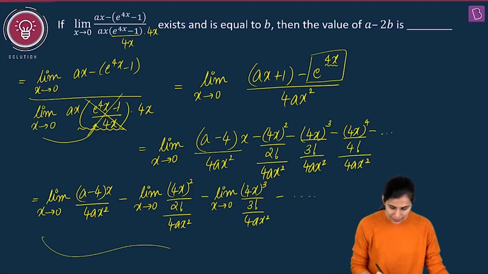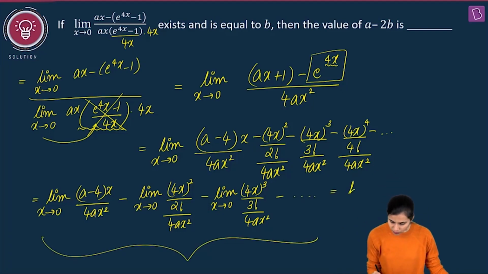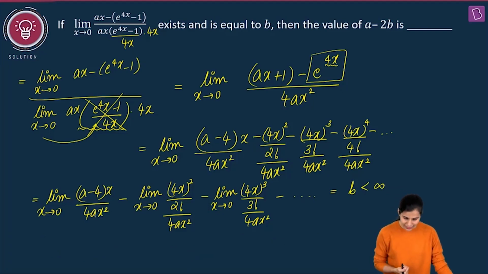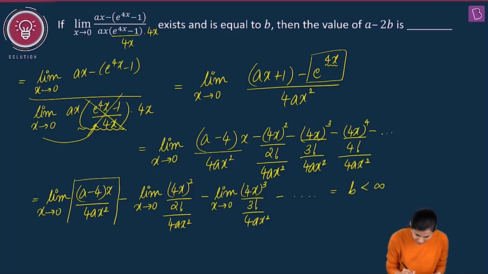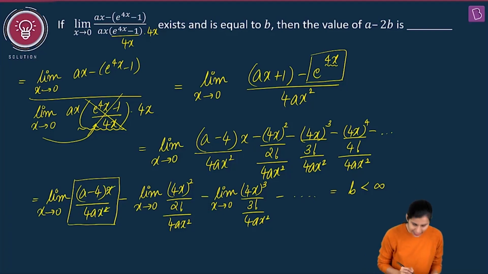Recall that this complete limit is already given to you to be equal to b, which is a finite quantity, isn't it? That was already provided to us in the question. But at this point of time, I want you to very closely observe this term. This is a problematic term. Why? Because it has x in the numerator, x square in the denominator. X is approaching 0, it's close to 0, but it is not equal to 0. That means I can cancel one x out from both numerator and denominator.